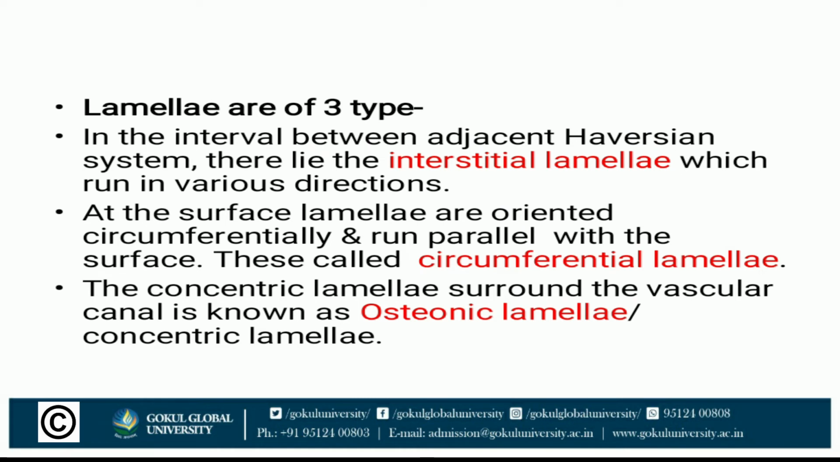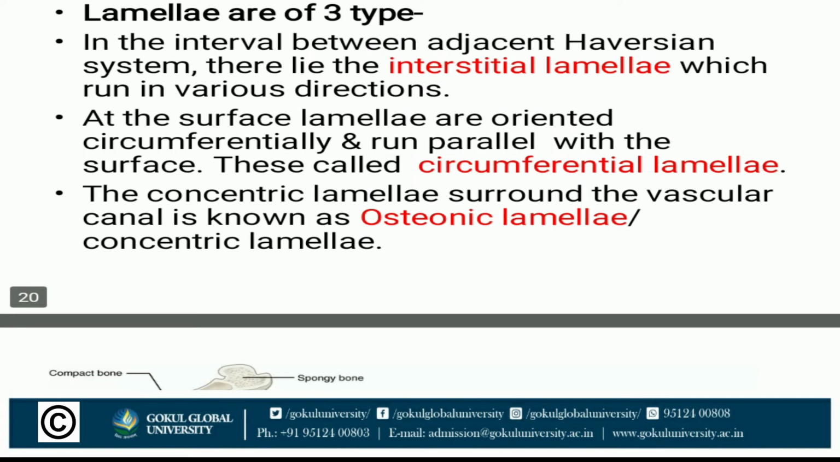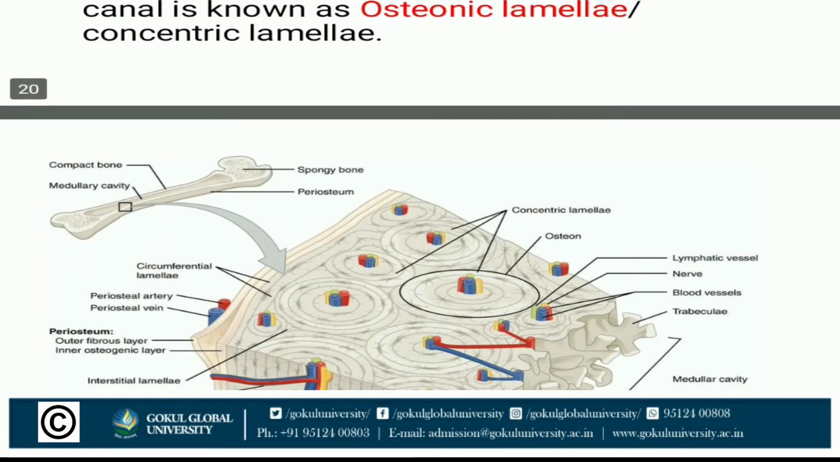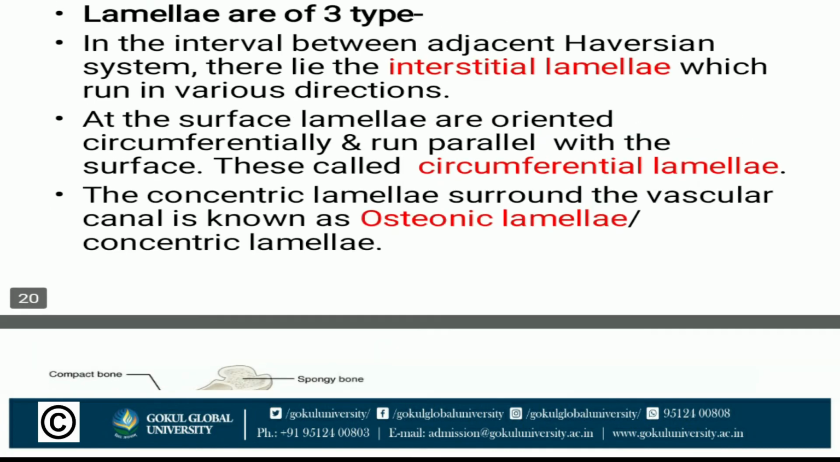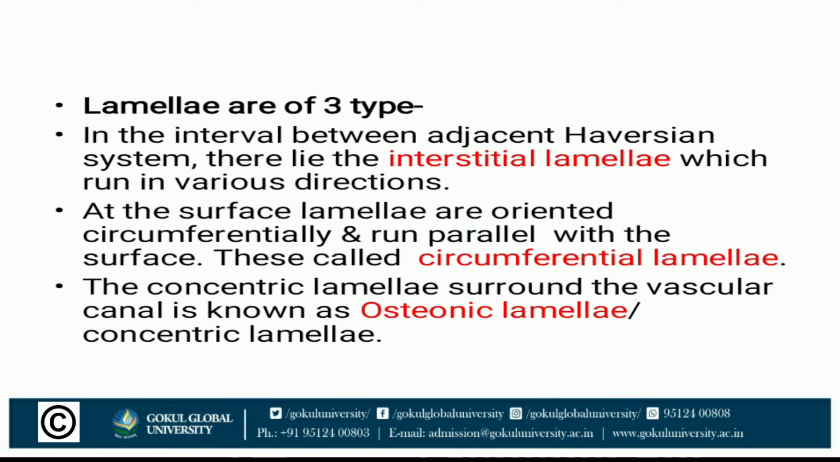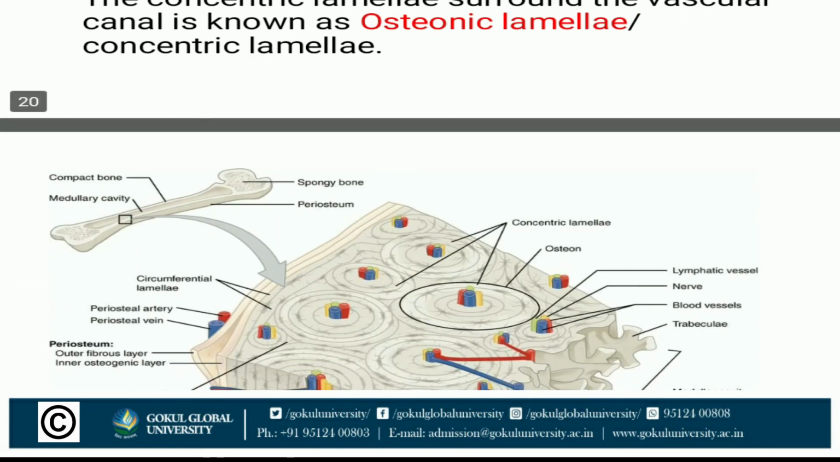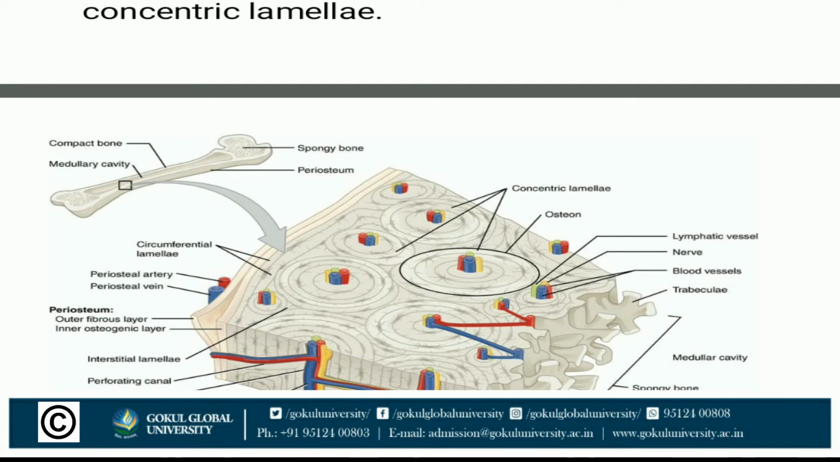At the surface, lamellae are oriented circumferentially and run parallel with the surface. This is called circumferential lamellae, indicated by the arrow mark. Now the last one, concentric lamellae surround the vascular canal, known as osteonic lamellae or concentric lamellae. In this diagram you can see concentric lamellae or osteonic lamellae.